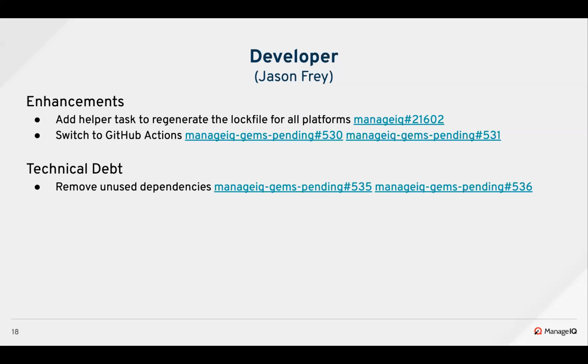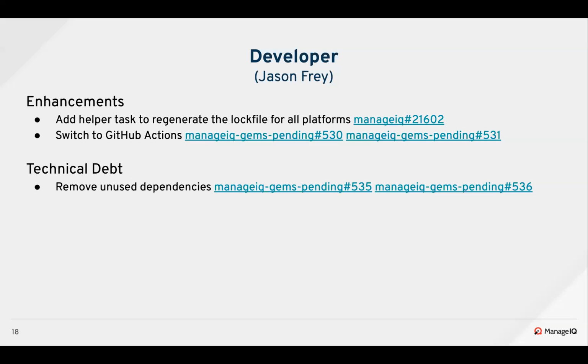And I also made a change to the gems pending repo to switch us to GitHub Actions. We actually pay money to Travis. So we're trying to investigate other CI systems, including GitHub Actions. So we made a switch to that particular repo, and we'll see how that plays out, whether or not we switch everything or stick with Travis.